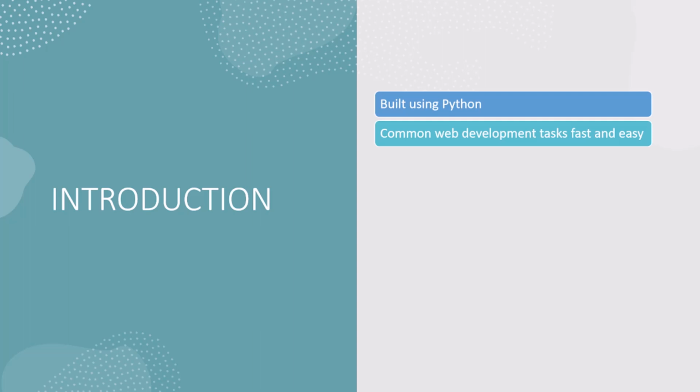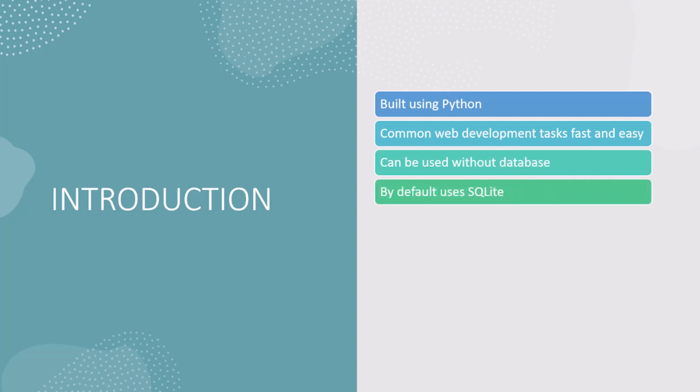Another important feature of Django is that it can be used without setting up a database because Django will use SQLite by default, SQLite coming installed with your Python installation, and we will be using SQLite throughout the series. But Django does provide support for other database management systems, including Oracle, MySQL, PostgreSQL, etc.